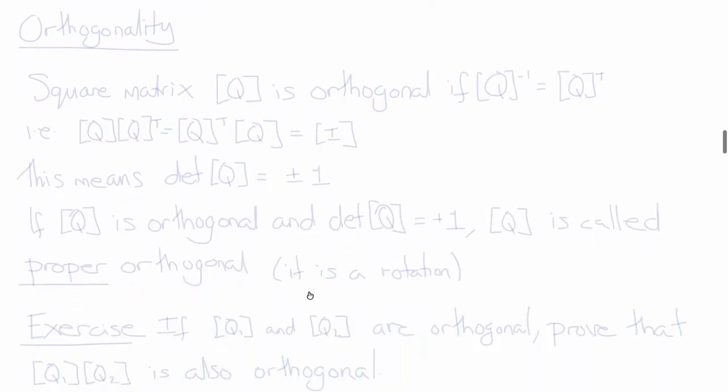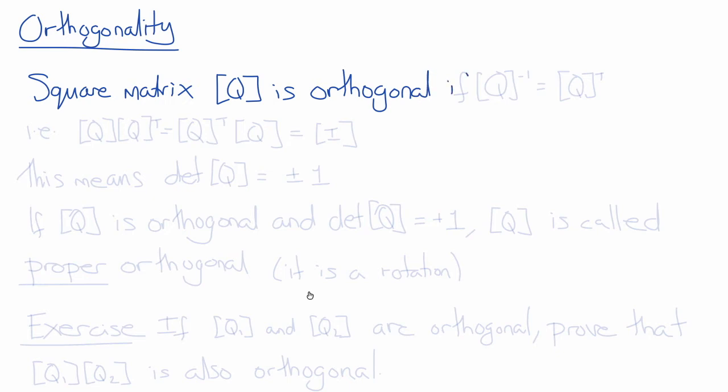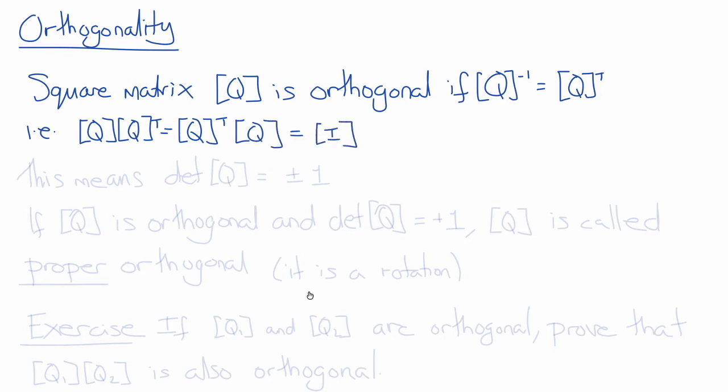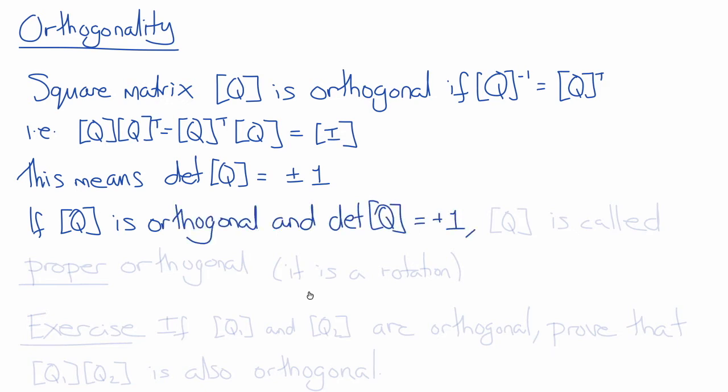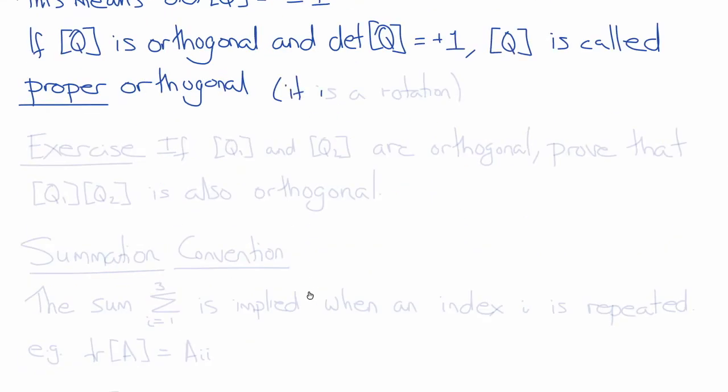Now let's consider an important property of matrices that we make use of a lot in continuum mechanics, and that property is called orthogonality. To remind you, a square matrix Q is orthogonal if its inverse is equal to its transpose. In other words, Q times its transpose, or Q transpose times Q, must equal I, the identity matrix. This means that the determinant of Q is either 1 or negative 1. If Q is orthogonal and the determinant of Q is positive 1, then Q is called a proper orthogonal matrix. So a proper orthogonal matrix is a rotation. If the determinant was negative 1, there could be a reflection in that orthogonal transformation. But it's proper orthogonal transformations that we're mostly interested in in continuum mechanics.